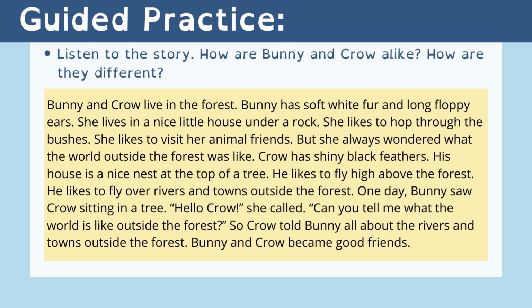Bunny and Crow live in the forest. Bunny has soft white fur and long floppy ears. She lives in a nice little house under a rock. She likes to hop through the bushes. She likes to visit her animal friends. But she always wondered what the world outside the forest was like. Crow has shiny black feathers. His house is a nice nest at the top of a tree. He likes to fly high above the forest. He likes to fly over rivers and towns outside the forest. One day, Bunny saw Crow sitting in a tree. Hello, Crow, she called. Can you tell me what the world is like outside the forest? So Crow told Bunny all about the rivers and towns outside the forest. Bunny and Crow became good friends.